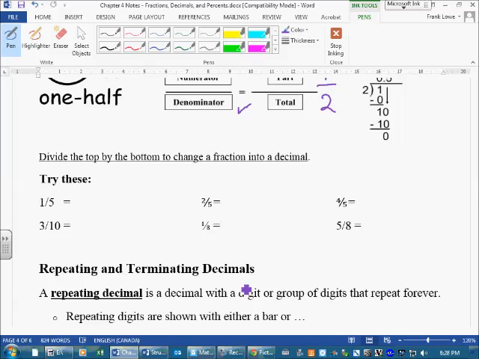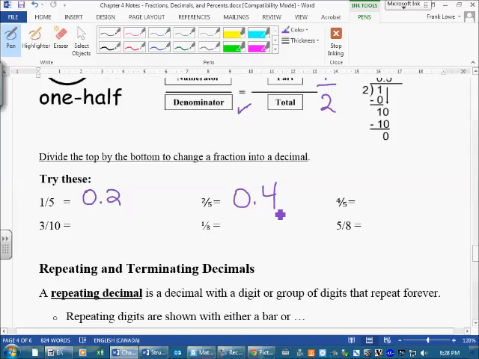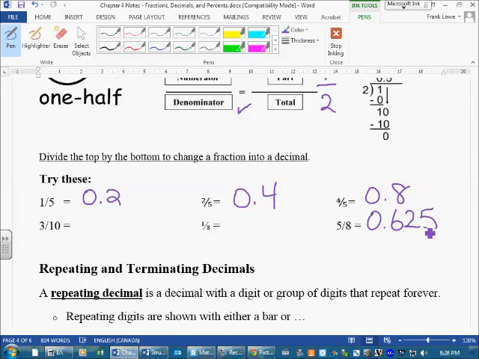Okay, so here are the solutions to these ones. 1/5, if you do the division, is 0 and 2/10. 2/5 is 0 and 4/10. 4/5 is 0 and 8/10. 5/8 is 0 and 625 thousandths. Let me double check that one. I'm pretty sure that's correct, but 5 divided by 8. Yeah, that's right. And 1/8 is 0 and 125 thousandths. And last but not least, there's this one. We take 3 and we divide by 10, and we get 0 and 3/10.